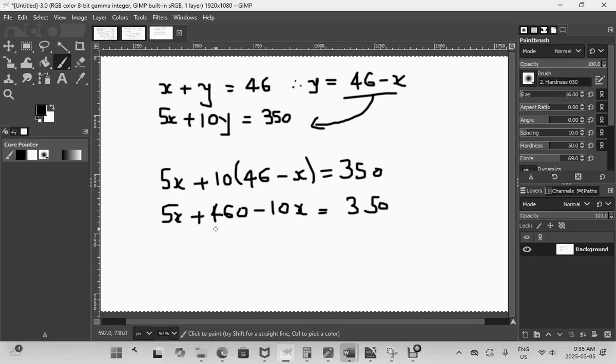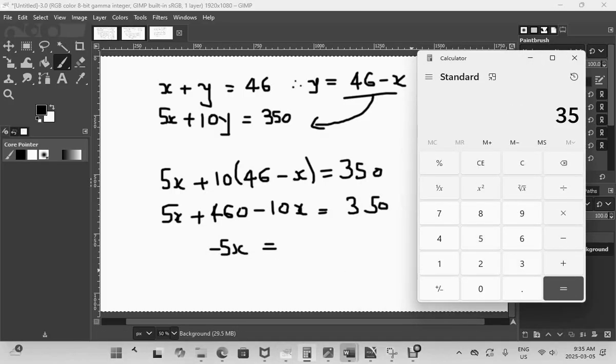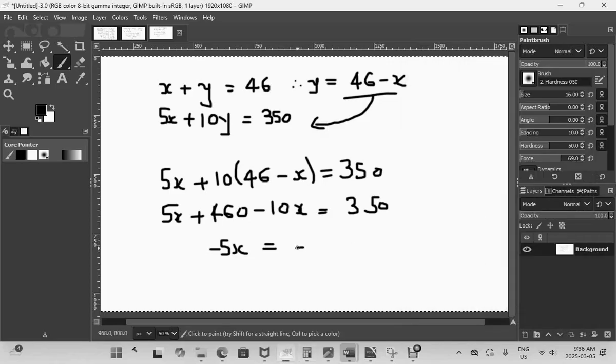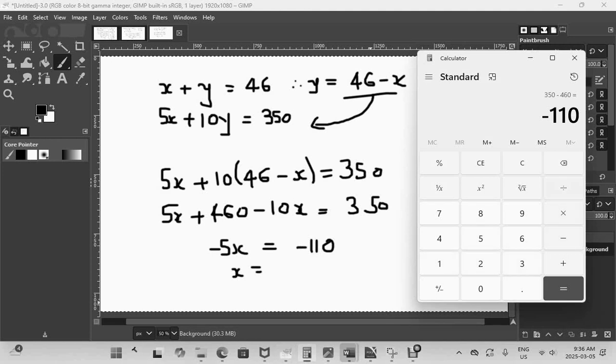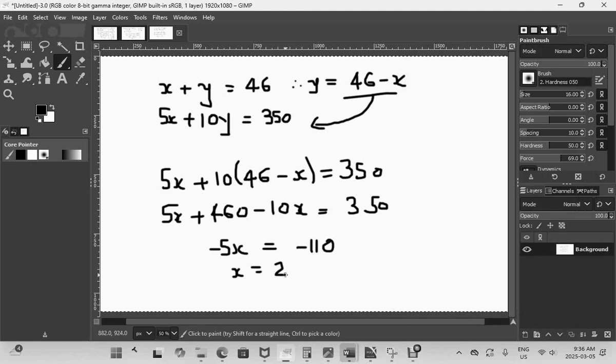So we know that this will be negative 5x equals 350 take away 460. 350 take away 460 will be negative 110, as a result of which x will be 110 divided by 5. This will be 22.